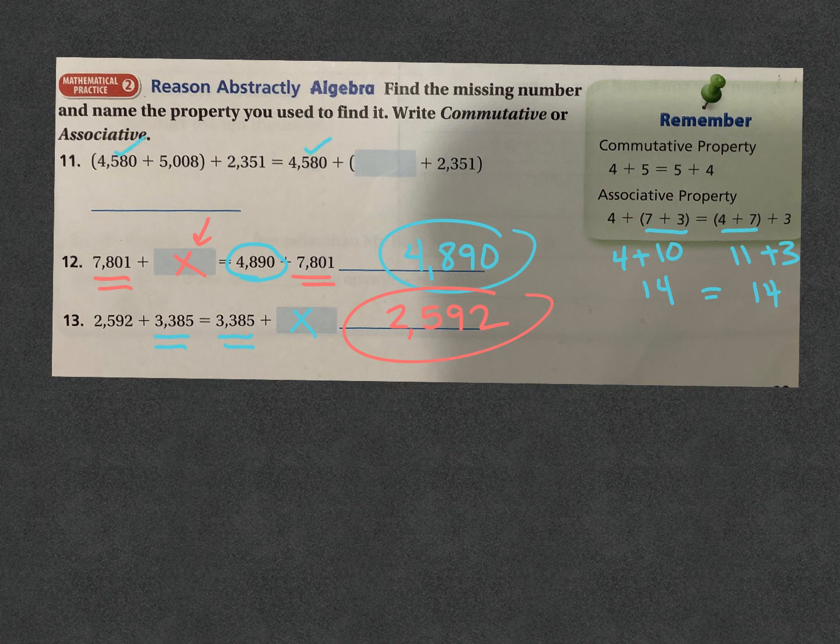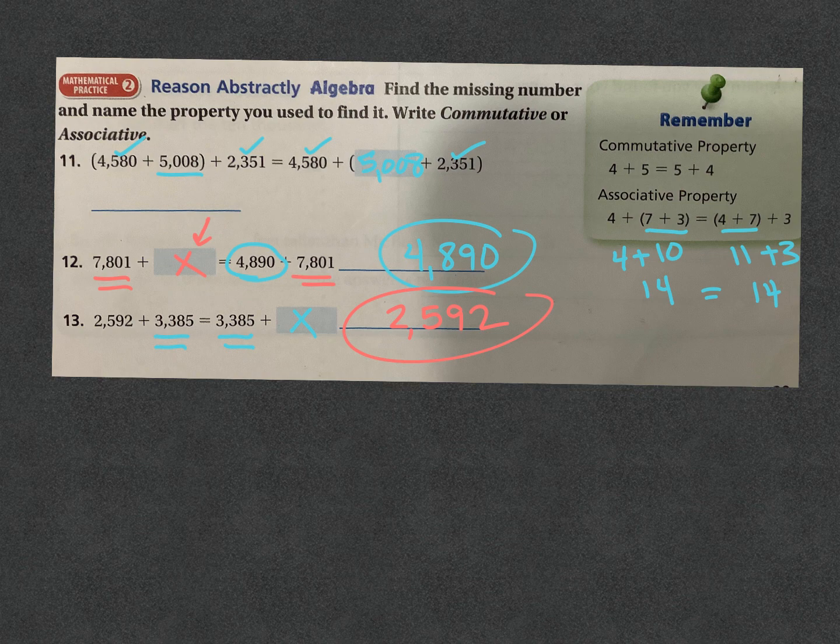And we have in the grouping some unknown number, x, added to 2,351. Well, look at here. This is added to 2,351. So which one is missing? 5,008. So you can see the numbers stayed in the same order: 4,580, 5,008, 2,351. We have 4,580, 5,008, 2,351.